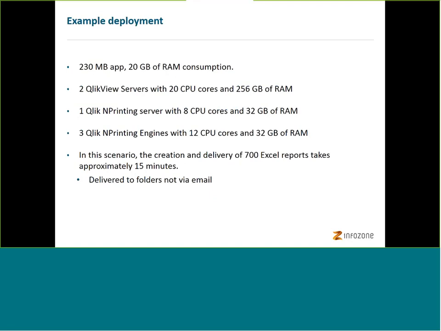So we have a 230 meg app with 20 gigs of RAM consumption, 2 QlikView servers running 20 CPU cores and 256 gigs of RAM. So these are powerful QlikView servers. They can handle big apps. And of course, a 20 gig RAM consumption app is pretty heavy. We have 1 NPrinting server. That's for our web service and our scheduler. And then we have 3 NPrinting engines working together to assist in any reports that we need to create.